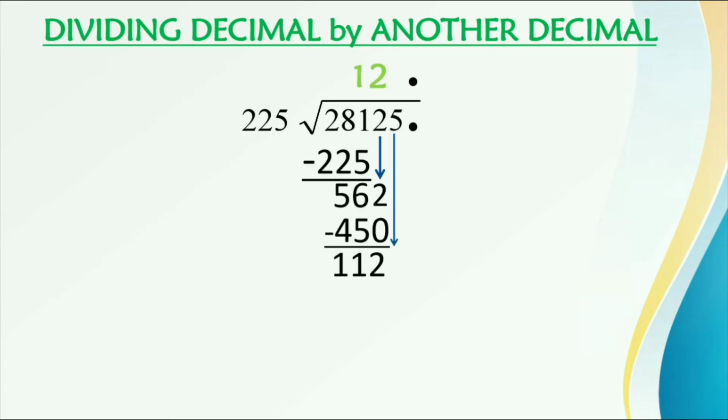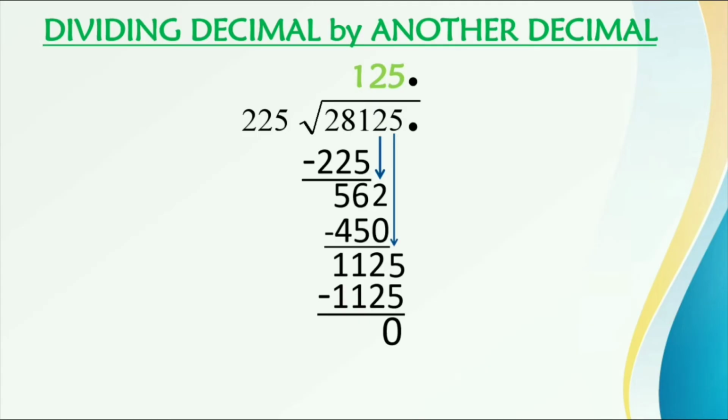And then, let's bring down the last digit, 5. We have now 1,125. Divide na natin sa 225. That will give us 5. And then, 5 times 225 is 1,125. And then, subtracting it from 1,125 will give us 0. Okay, so, the answer in our equation, 28,125 divided by 225 is 125. Okay, so that's it.